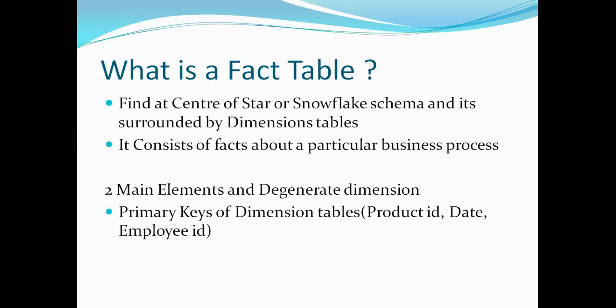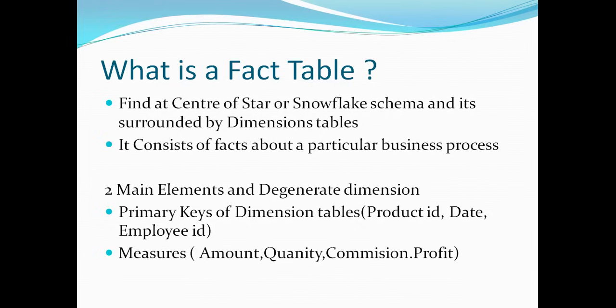So the first thing I mentioned is the primary key of the dimension tables. For example, we are talking about an e-commerce website: the product ID of the product that is being sold, the date on which the transaction happened, the employee who was involved in servicing that transaction, and that kind of stuff. And then we have the measures: what was the amount that was paid by the customer, the quantity of the products that he bought, the commission of the selling agent, and the profit that is being generated by the company for that particular transaction. So these are the kind of information that you get from a fact table.